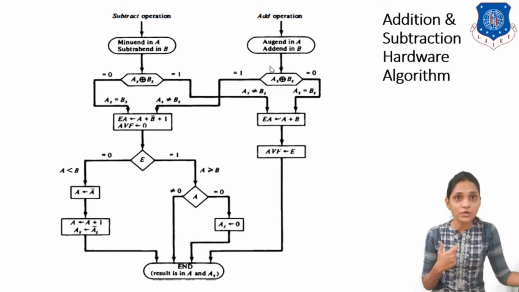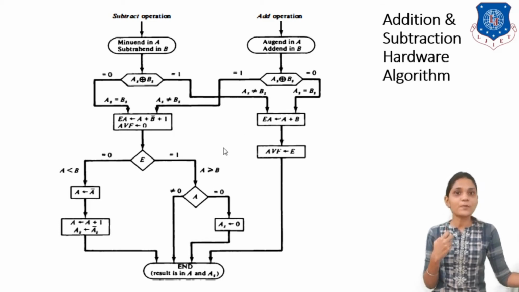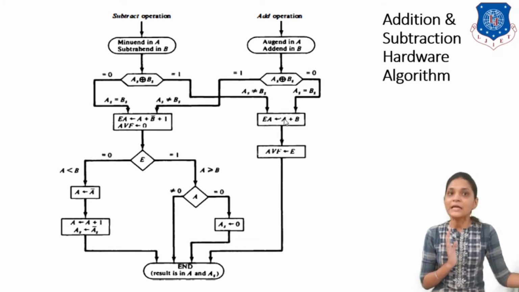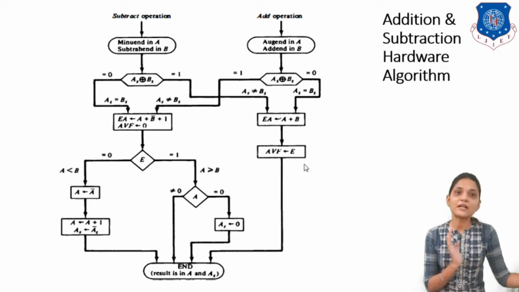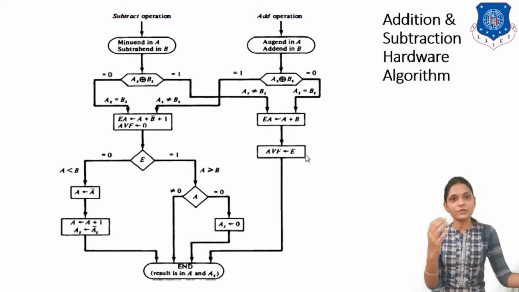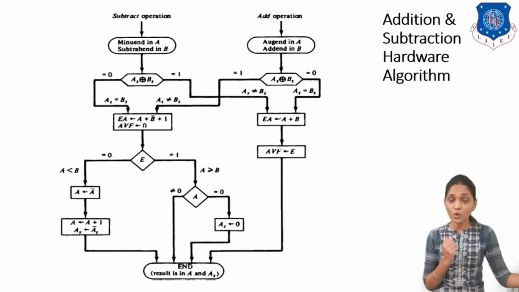So if your addition operation is there and XORing of your sign bits is showing 0, that means both numbers have the same sign, so you will do the addition operation. But if it is different, that is XORing's output is 1, then you will do the subtraction operation. So it will go over here. In this block we have done the subtraction operation. In this block we have done the addition operation. In addition operation, your result is going to be stored into EA, that is A register and E flag, as A plus B, and E flag is ultimately going to be stored into the overflow flag, that will be shown in the last figure. Okay.